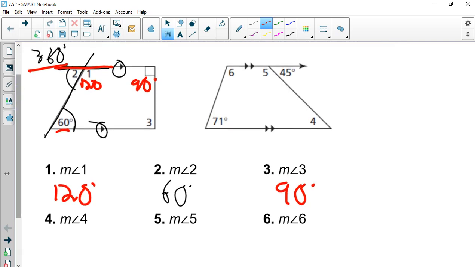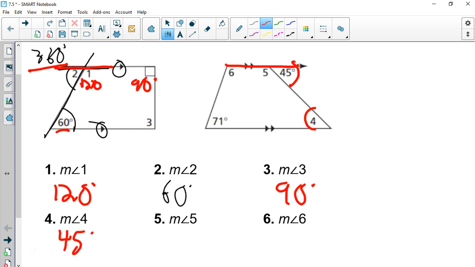Alright, numbers 4 through 6. We still have a quadrilateral, we still have 360 degrees, we still have parallel lines, and we have a transversal, which means this angle and this angle, by alternate interior angles, means number 4 is 45 degrees.